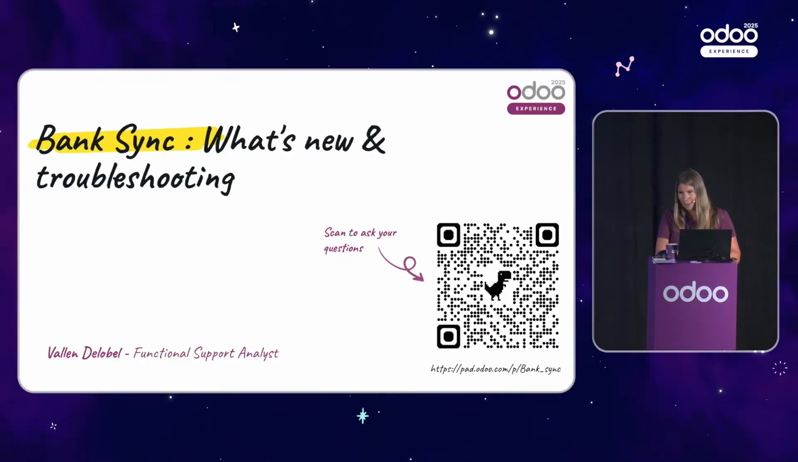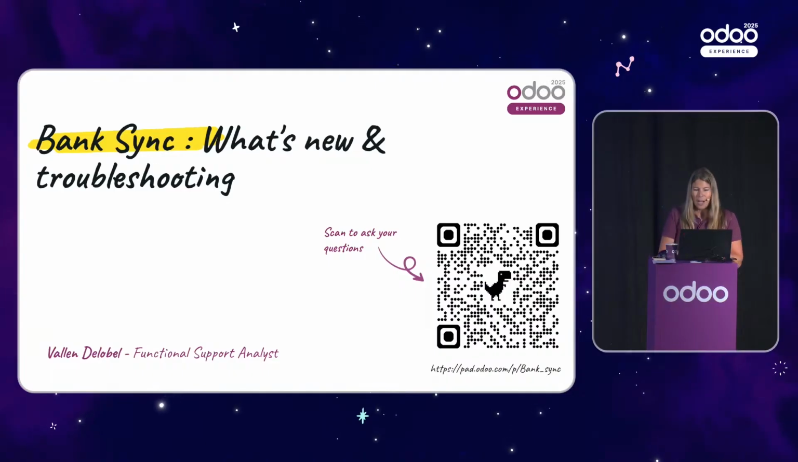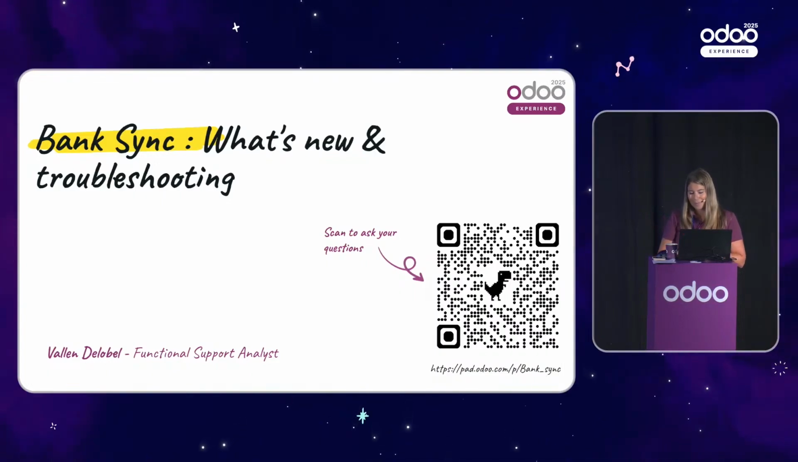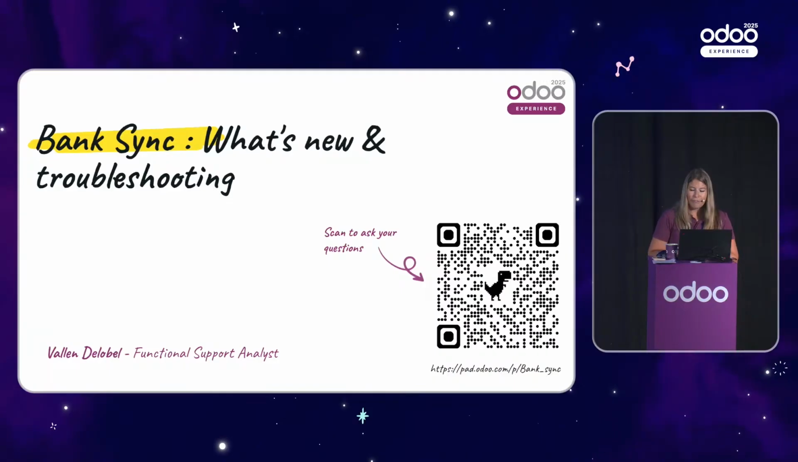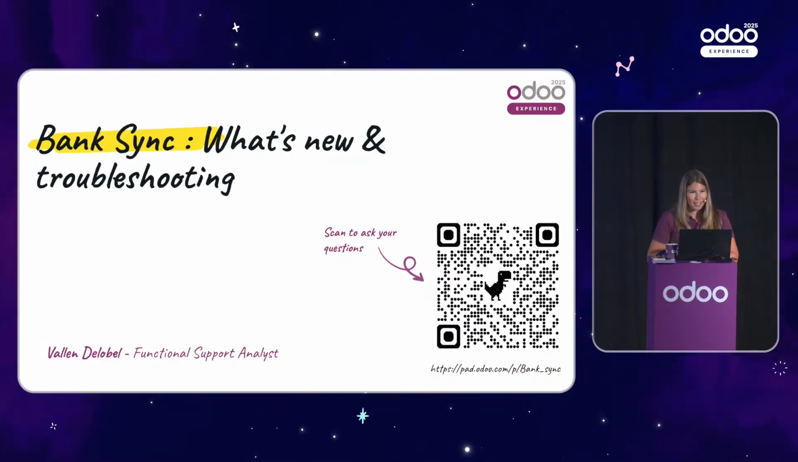My name is Valène Delobel, and I'm a Functional Support Analyst here at Odoo and the main expert of bank synchronization. Today, I will show you what bank synchronization is, what's new, and how to troubleshoot any issues that may arise. Here is the QR code to submit your question. Feel free to scan it, and we will take the time to answer them by the end of the presentation. Don't worry, the QR code will be available at the end of the presentation.